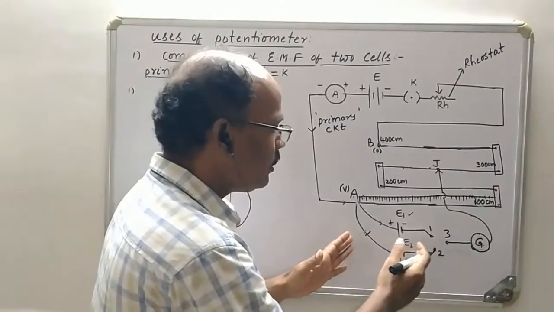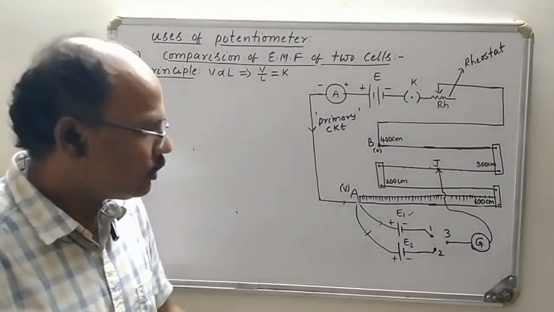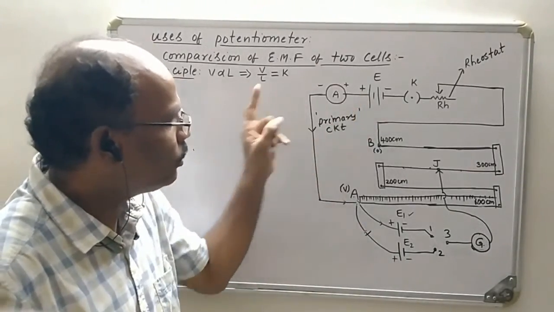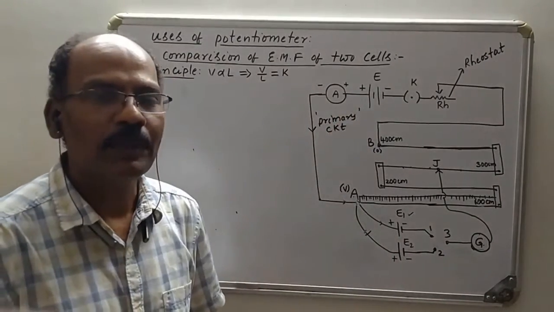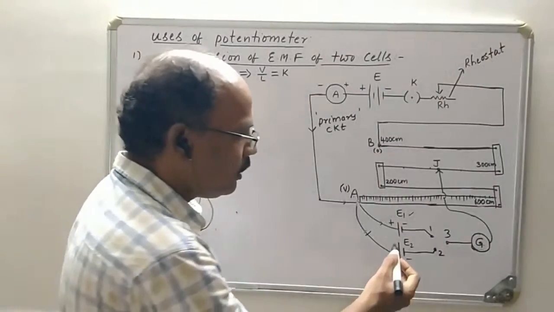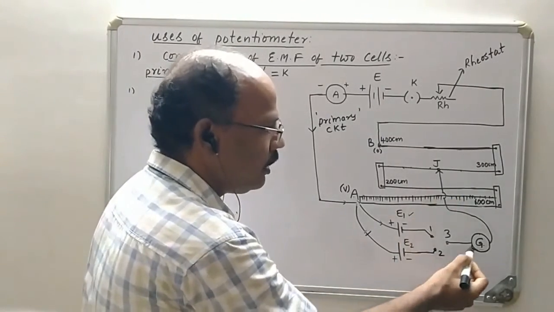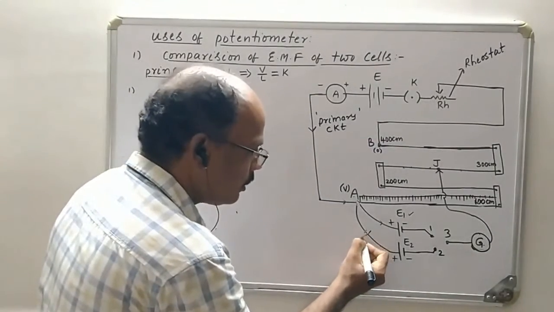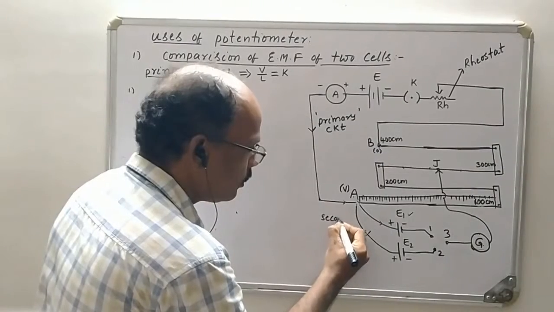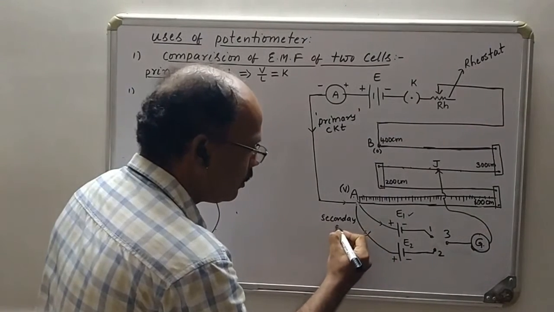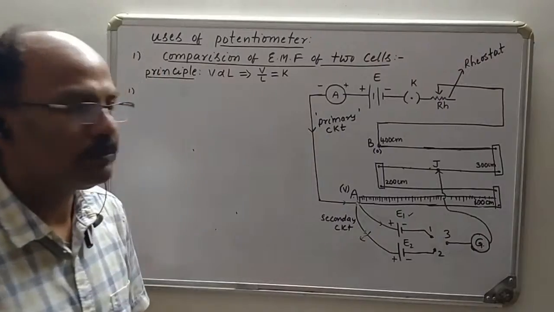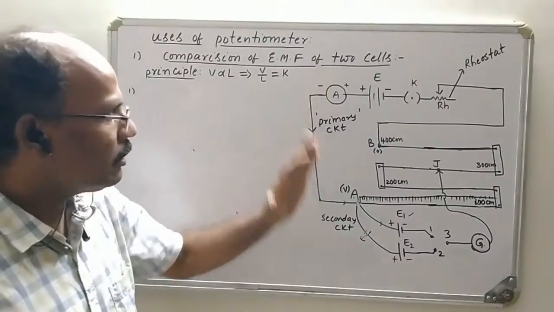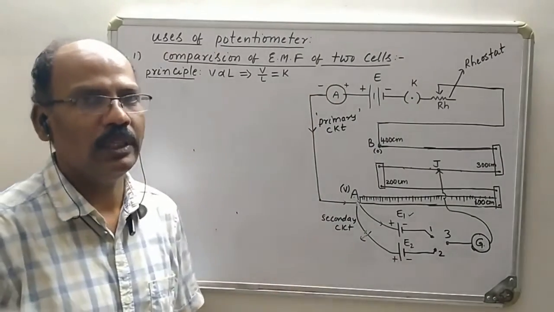So this is called the secondary circuit. Positive polarities are always connected to the positive polarity of the primary cell. Negative polarities are connected to jockey J through a galvanometer. This is called the secondary circuit. Now, how can we compare the EMF of the given two cells?